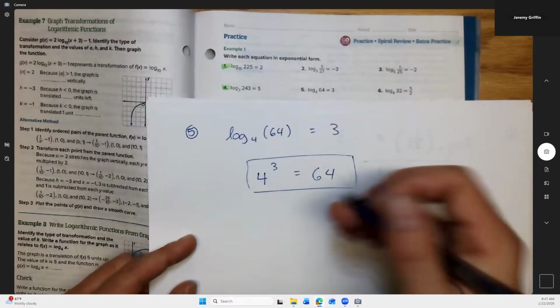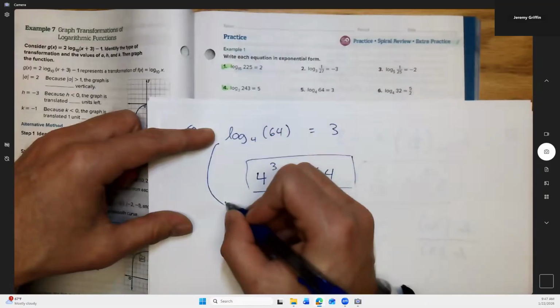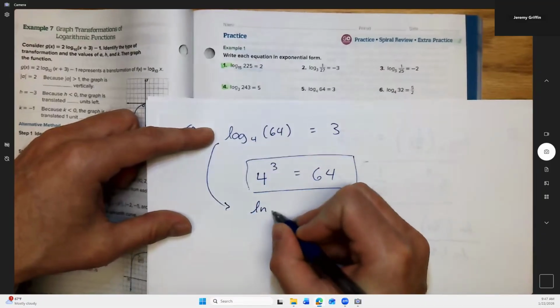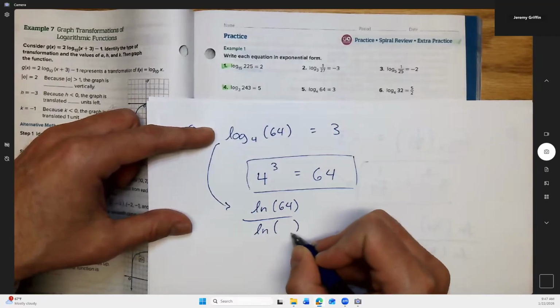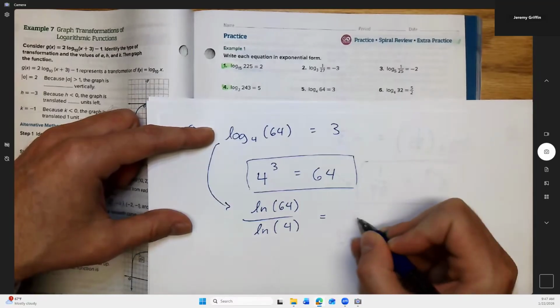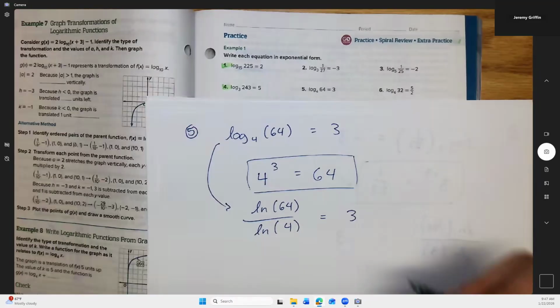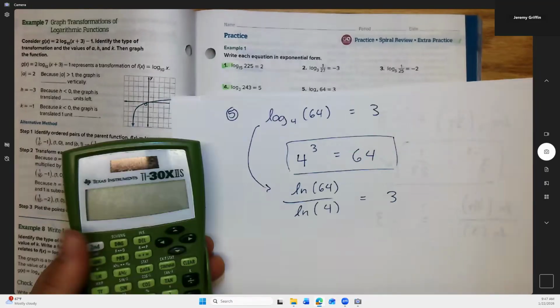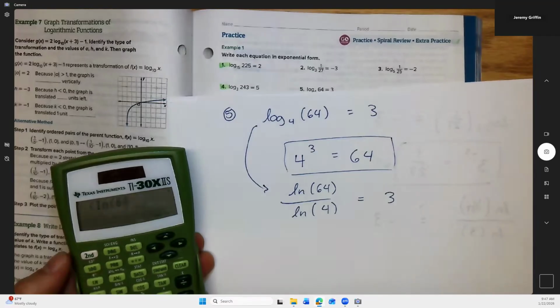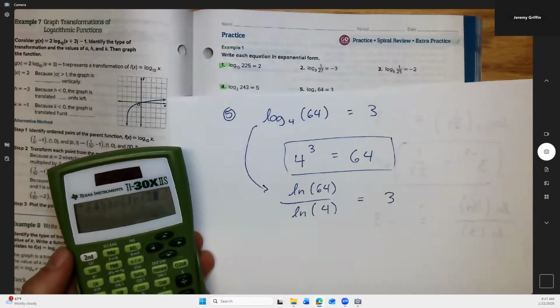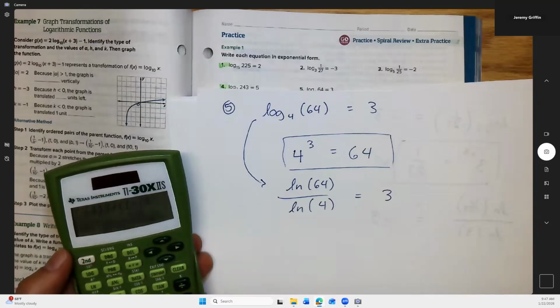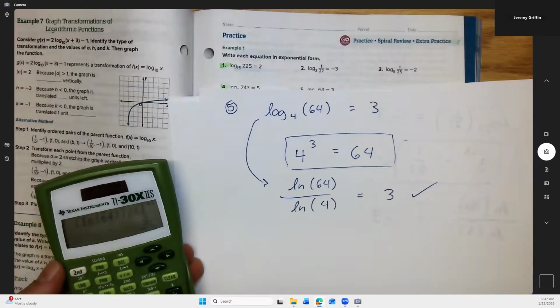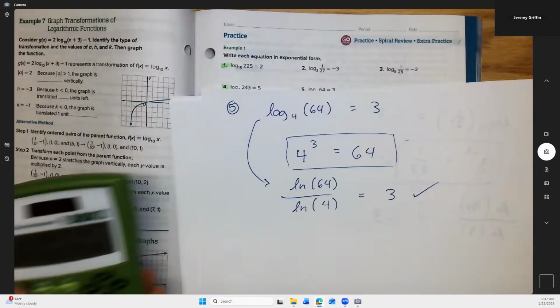Let's do that base conversion trick that I showed you guys before. So what's another way to look at this? What if you do natural log of 64 divided by natural log of 4? If this is all true, this should be equal to 3. So calculator: natural log of 64 divided by natural log of 4. All right, that is 3. Check. It's all good.